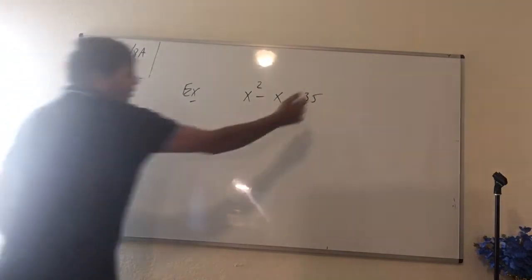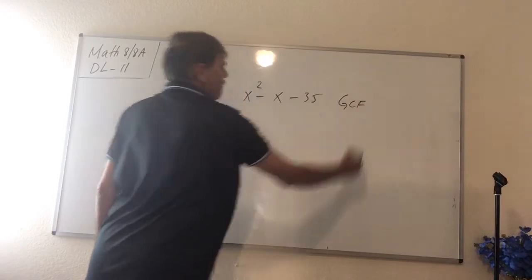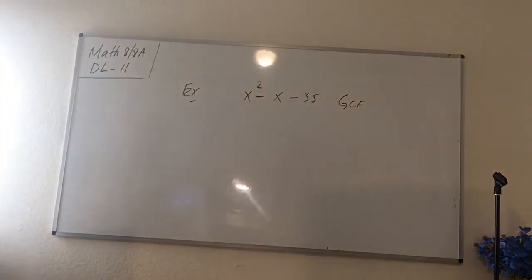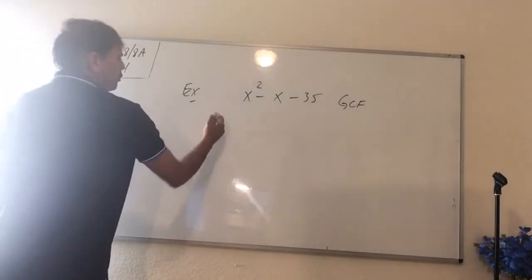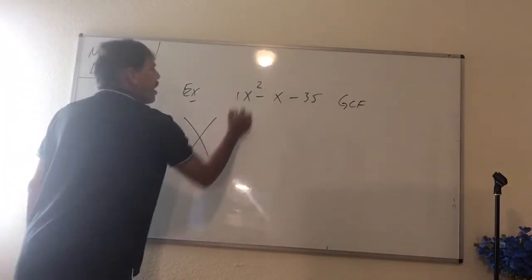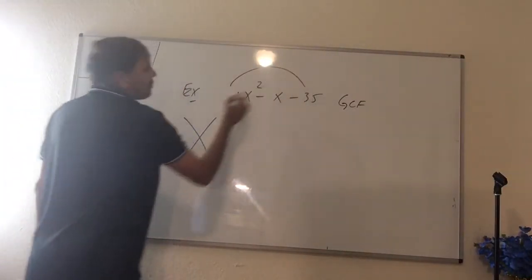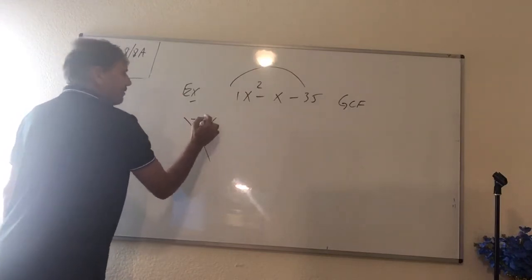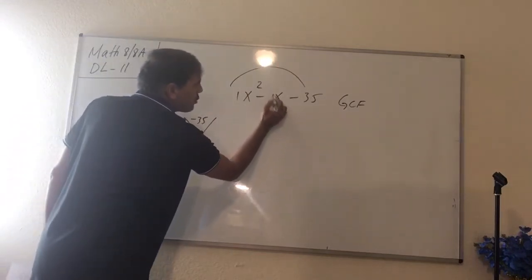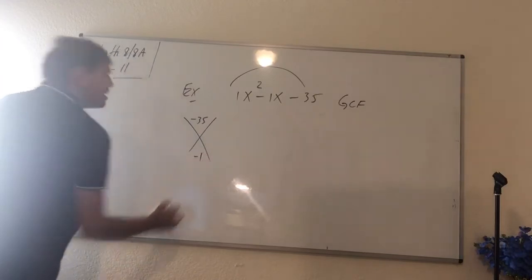So now the first thing we'll always look for is the GCF. Remember, anytime you factor, you always look for the GCF. So now there's no GCF again. Now look, there is a 1 here. What is 1 times negative 35? It is negative 35. How many x can you see? There's a 1 here, so it's going to be negative 1.